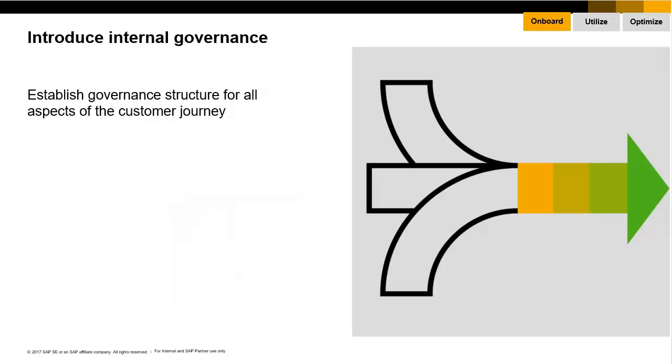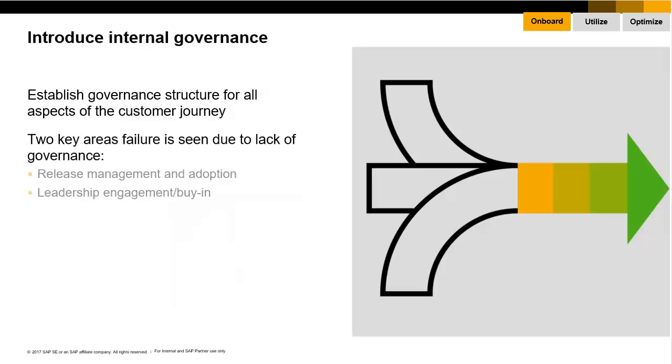Two key areas where we commonly see failures due to lack of governance are release management and adoption, as well as leadership engagement and buy-in. SuccessFactors releases product enhancements quarterly. If the customers are not engaged to learn what's available, it can result in them falling behind on product functionality. And if they're not aware of the new features, they are not adopting them, which means, of course, that they're just not realizing the full value of their SuccessFactors purchase and implementation.